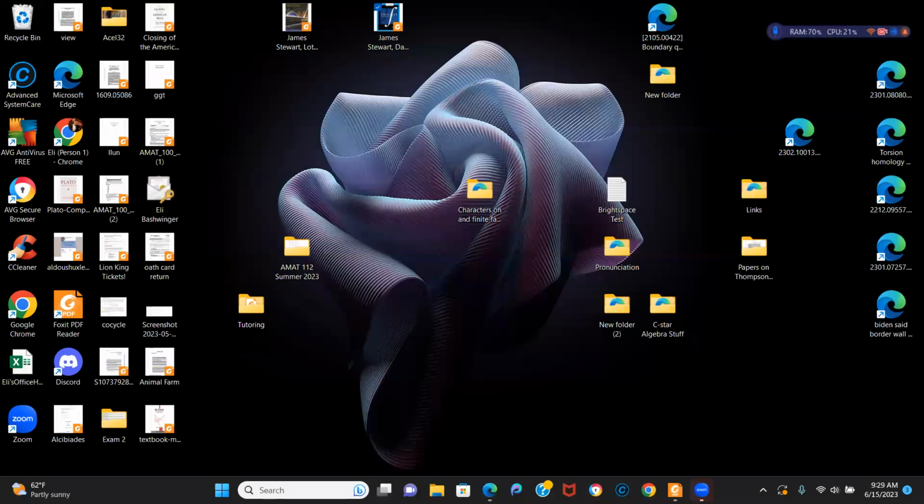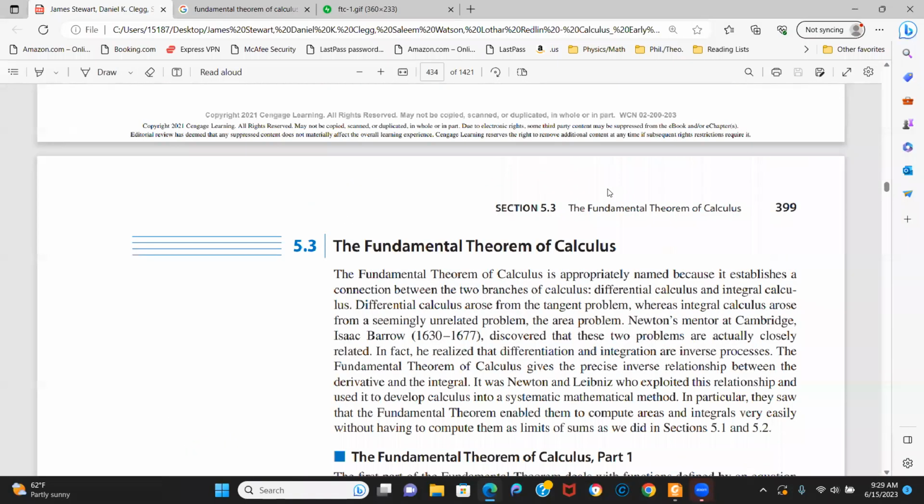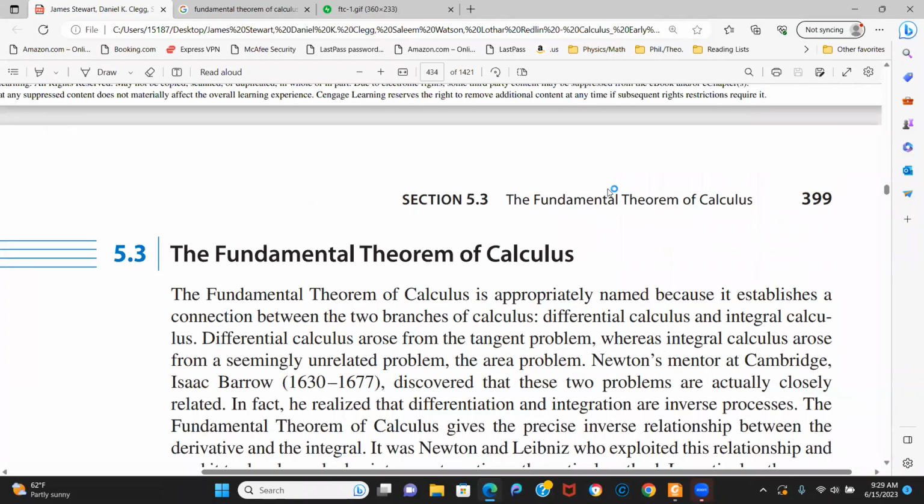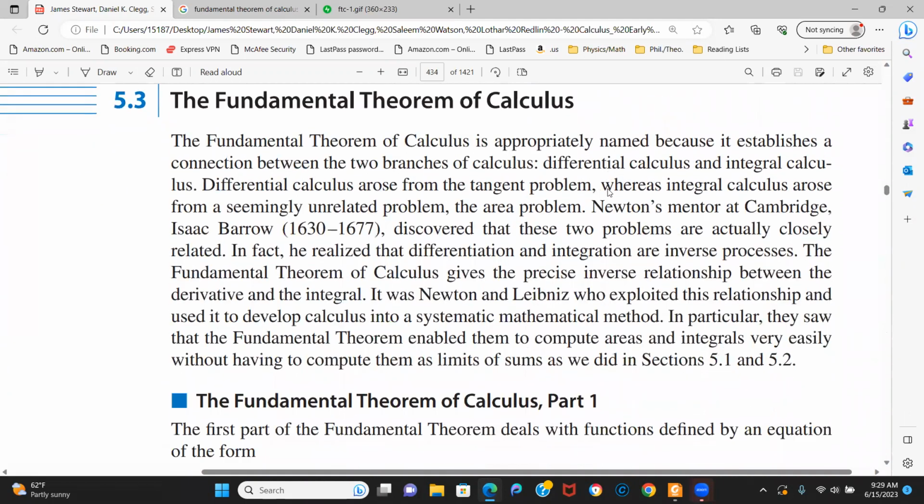Let me share my screen now. Hopefully you can see what I'm seeing. I'm going to open the book up now. So this is 5.3 on the fundamental theorem of calculus. So I'm just going to show you the two theorems.